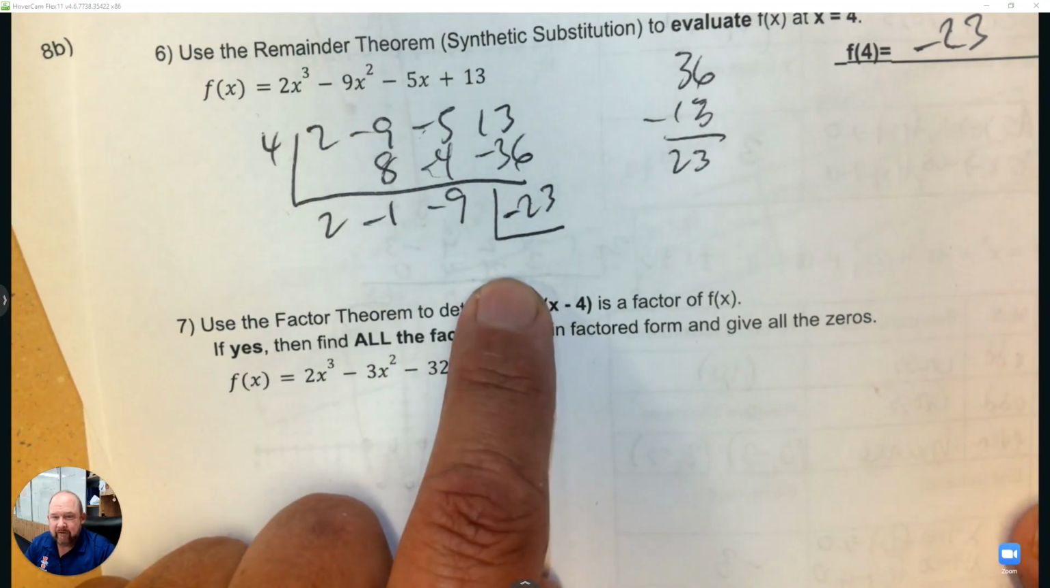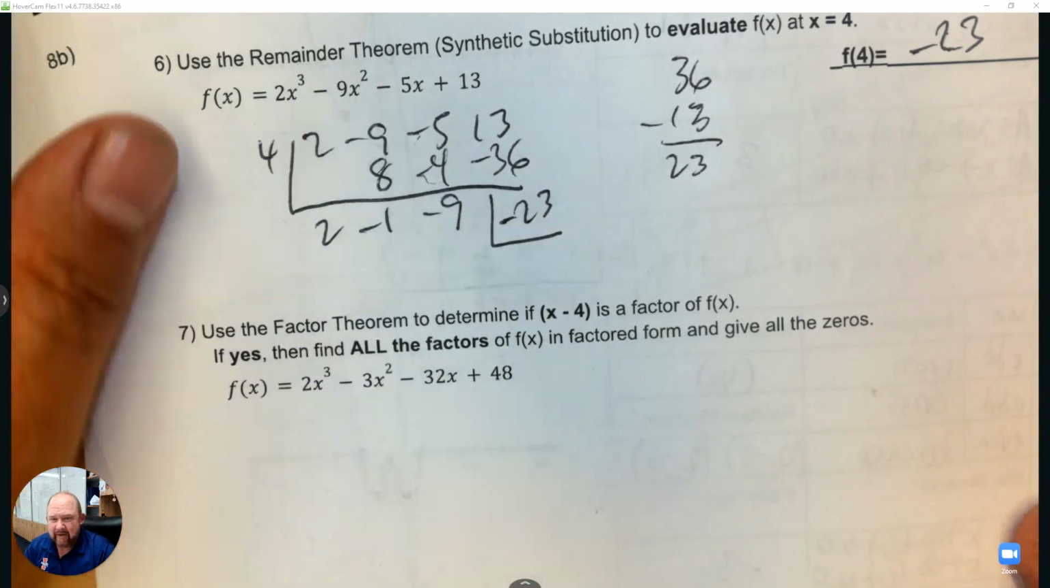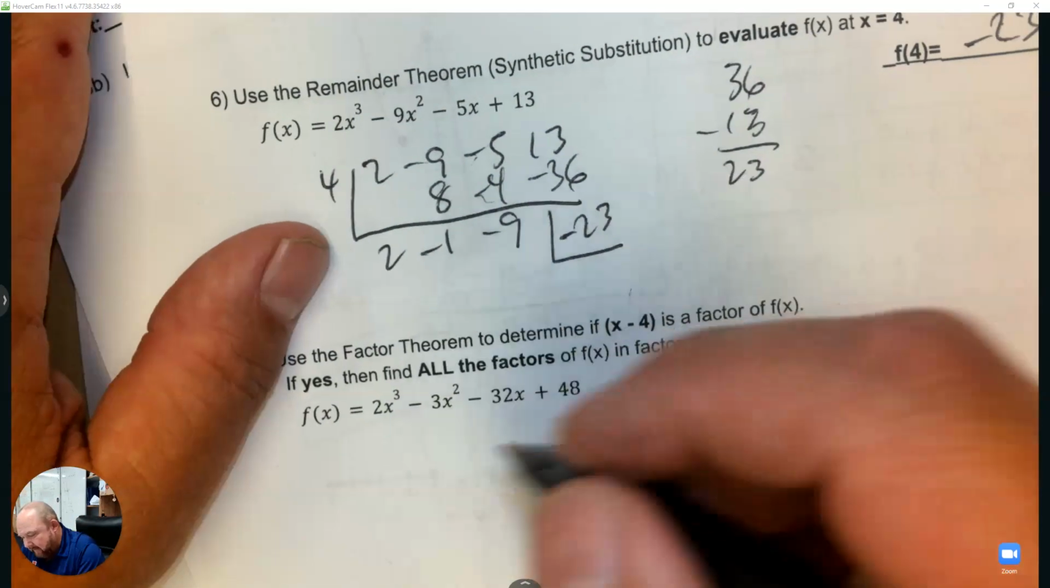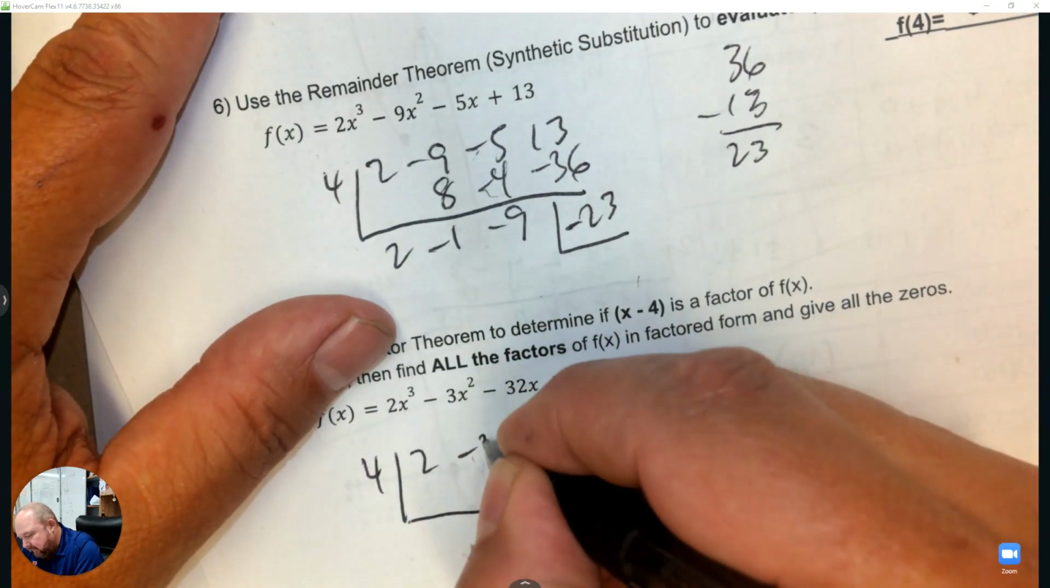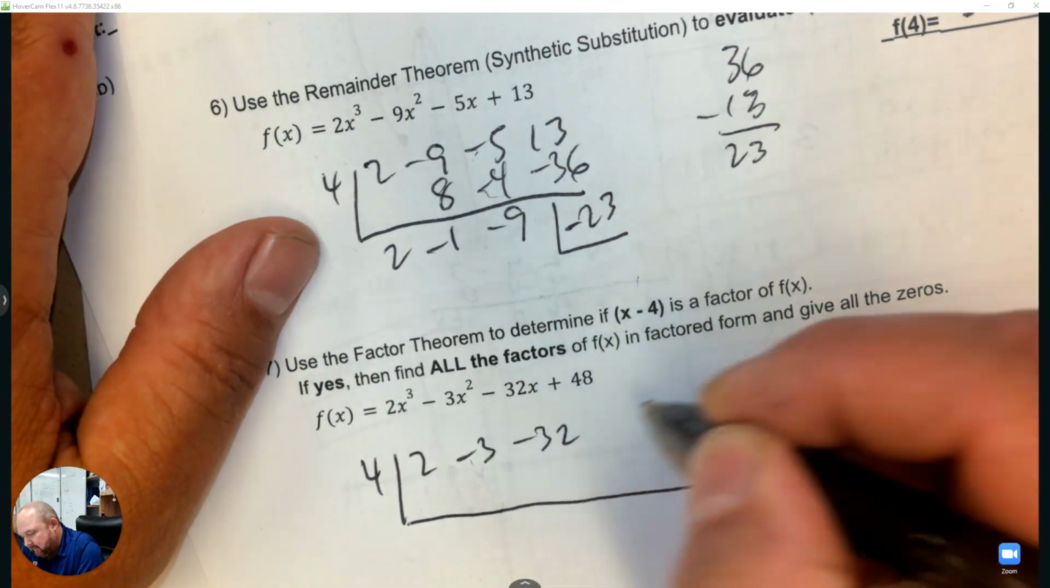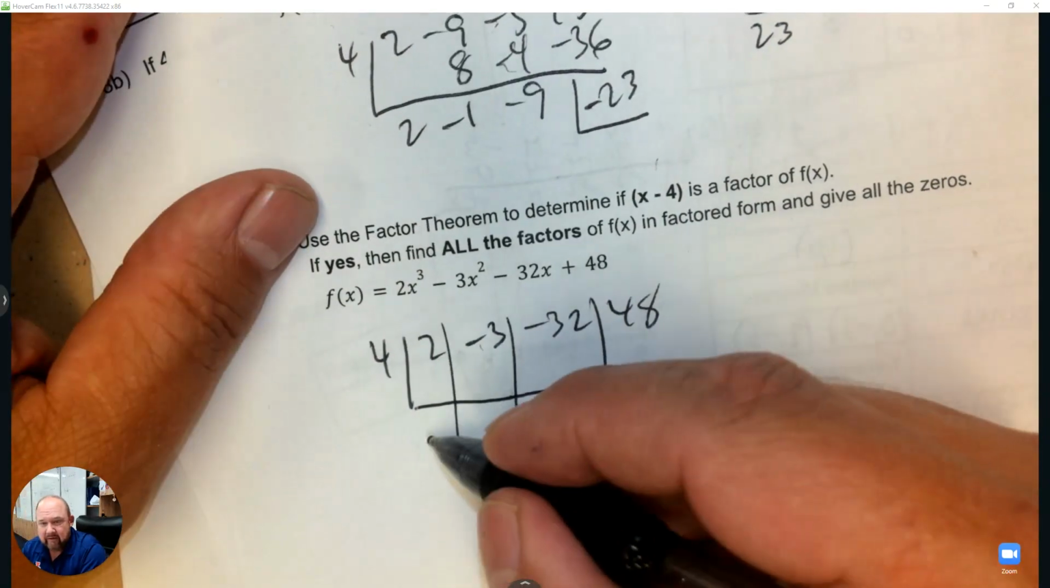Use the factor theorem to see if x minus 4 is a factor. How do you know if it's a factor? Take the 0. So x minus 4, the 0 is positive 4. And we want to see if the remainder at the end is 0. So this is how you show if it's a factor or not.